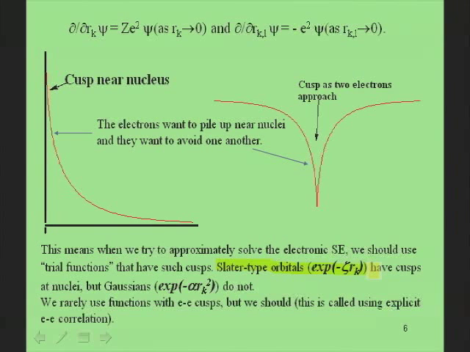I let RK go to 0, so that gives the slope is minus zeta. It does indeed have this behavior of a negative non-zero slope at the nucleus. You say, oh, that's good.